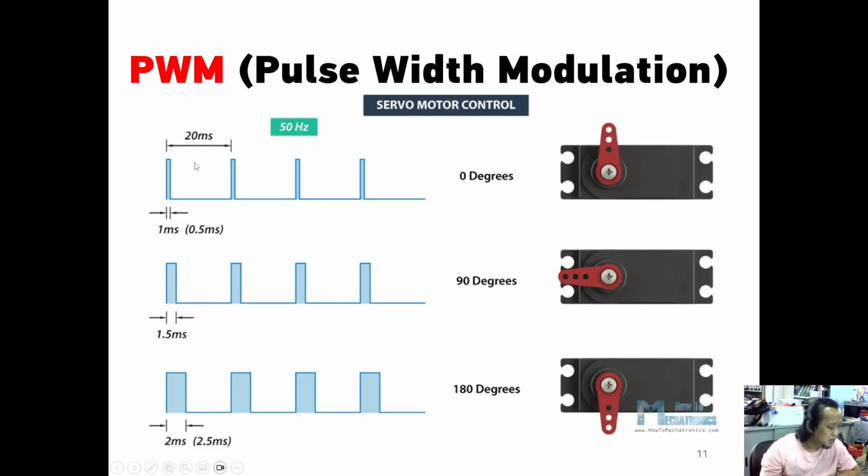For the servo motor, if the on time is only 1 millisecond or 0.5 millisecond, the servo will move to 0 degrees. The period is 20 milliseconds, or 50 hertz. If we want to move the servo motor to 90 degrees, the on time should be set to 1.5 milliseconds with the same period of 20 milliseconds. If we want to move the servo to 180 degrees, we should set the on time to 2 milliseconds or 2.5 milliseconds. We should refer to the datasheet. So this is a little bit of theory about the servo motor.